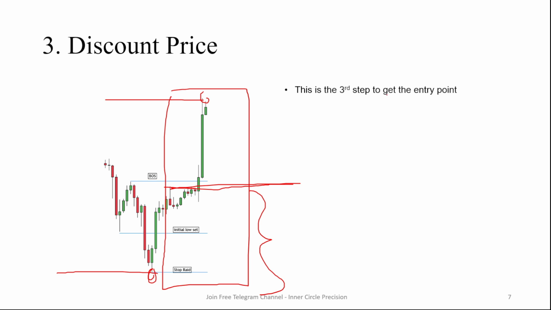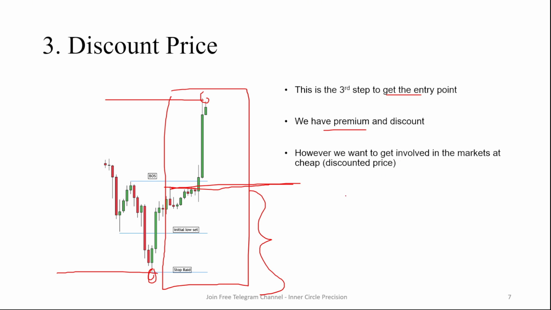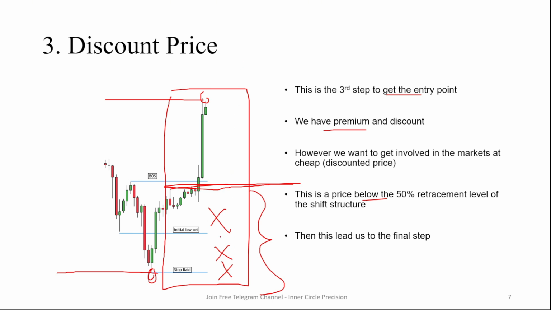So this is the third step to get the entry point. We have premium, which is the upper part, and discount, the lower part. However, we want to get involved in the markets at cheap discounted prices, which is basically in this particular zone. So this is the price below the 50% retracement level of the structure shift. So basically dividing the structure shift by 2 so that we can get 2 parts, which is the premium and this discount. Then this leads us to the final step, which is to enter the market, to get participating.